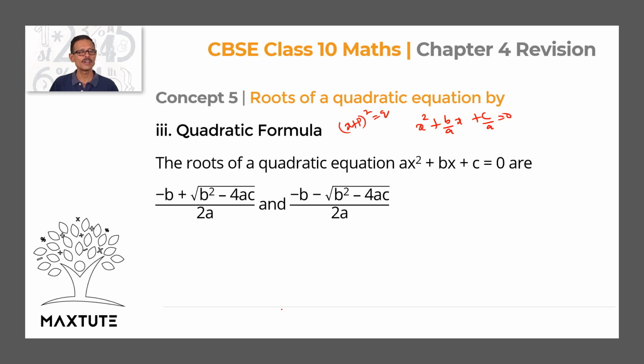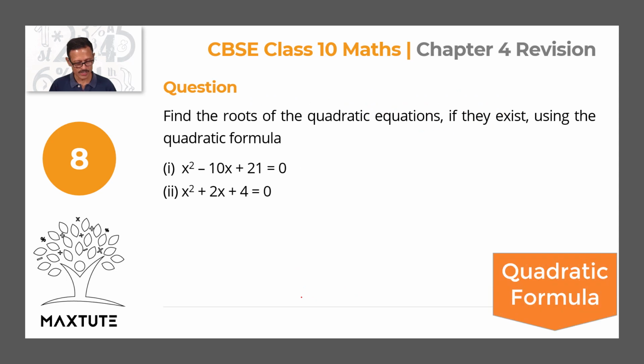You can go and watch it, or you can check the NCERT textbook. The derivation for this is given. So roots are minus b plus root of b square minus 4ac by 2a and minus b minus root of b square minus 4ac by 2a. Quickly run through this. Find the roots of the quadratic equations if they exist using the quadratic formula.